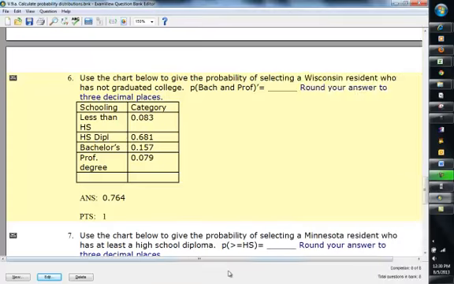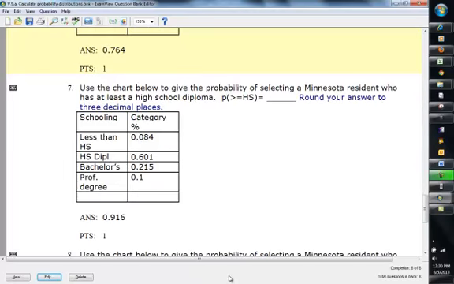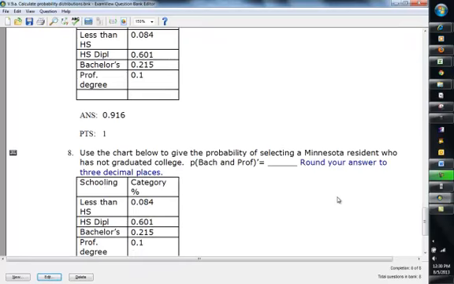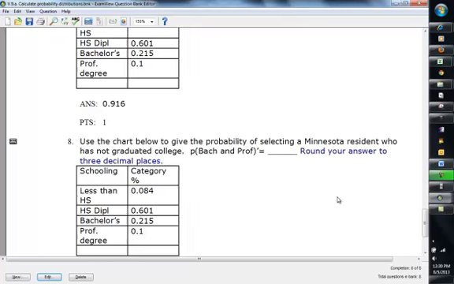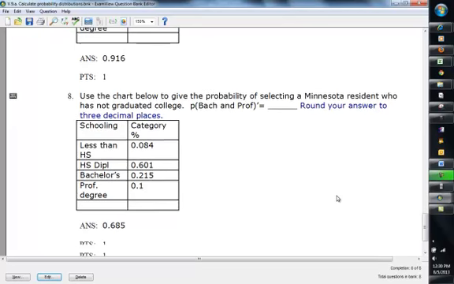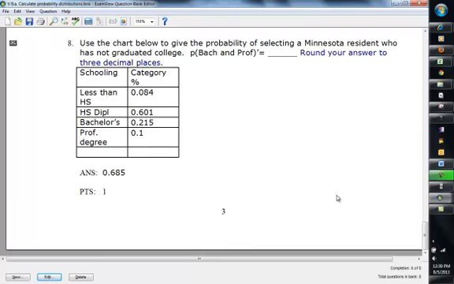And so you get 0.764. Next one. Minnesota resident who has at least a high school diploma. So you would do the same thing, add these 3 together, or just take 1, subtract the less than high school diploma. Same thing here. Probability of not a bachelor or a professional degree. And that's how you do these calculating probability distributions.